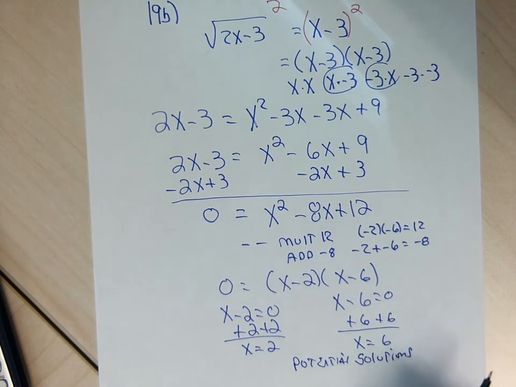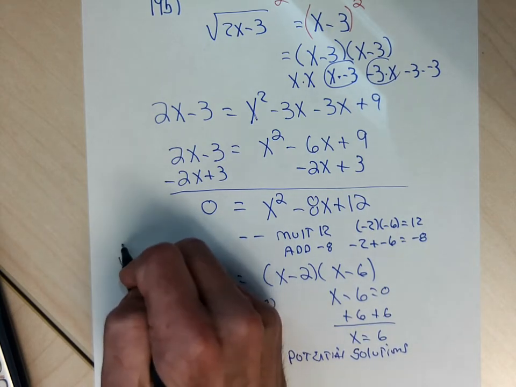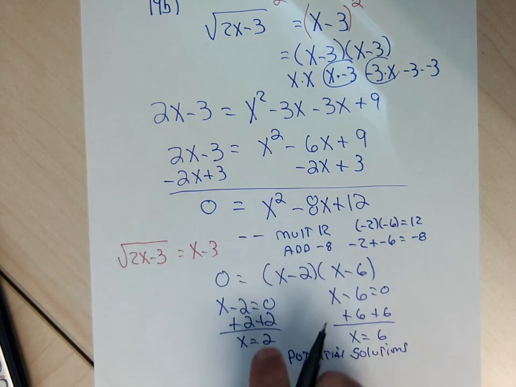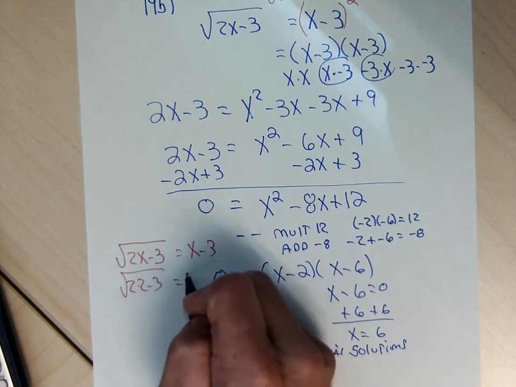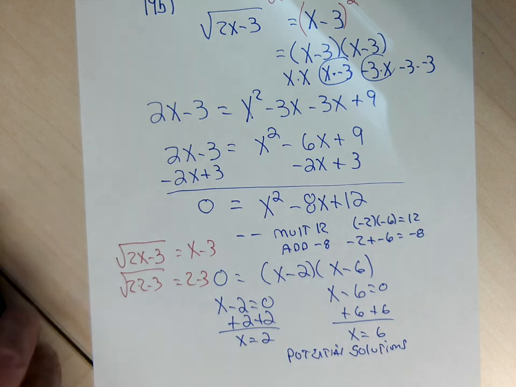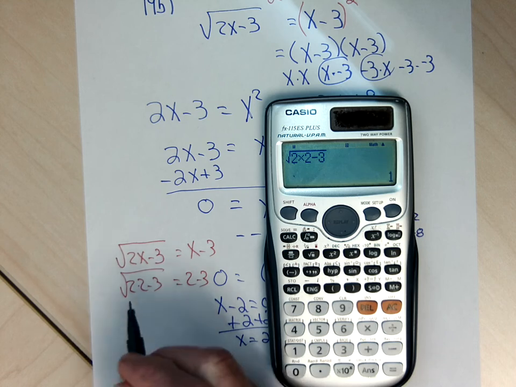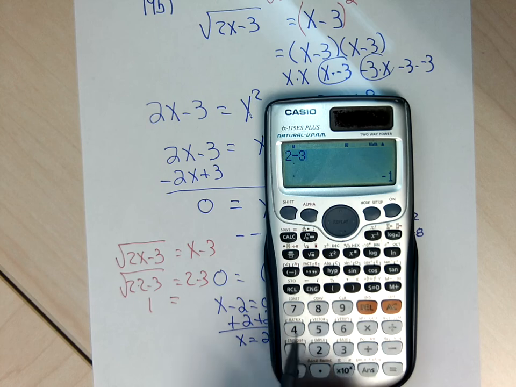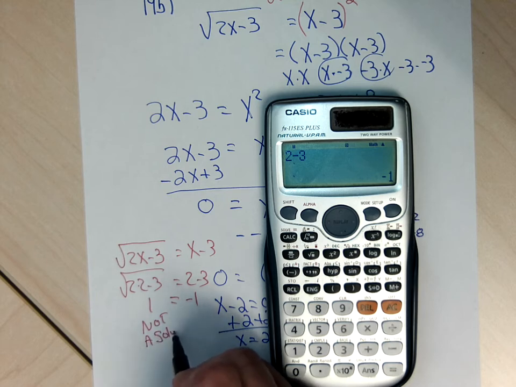Always before I check, I don't know that I really have solutions. I should check each separately. So I'm going to go to the original problem. The square root of 2x minus 3 equals x minus 3. I'm going to check the 2 and see if the square root of 2 times 2 minus 3 equals 2 minus 3. Left side comes out to be 1. Right side, 2 minus 3, comes out to be negative 1. The x equals 2 is not a solution because I got junk.